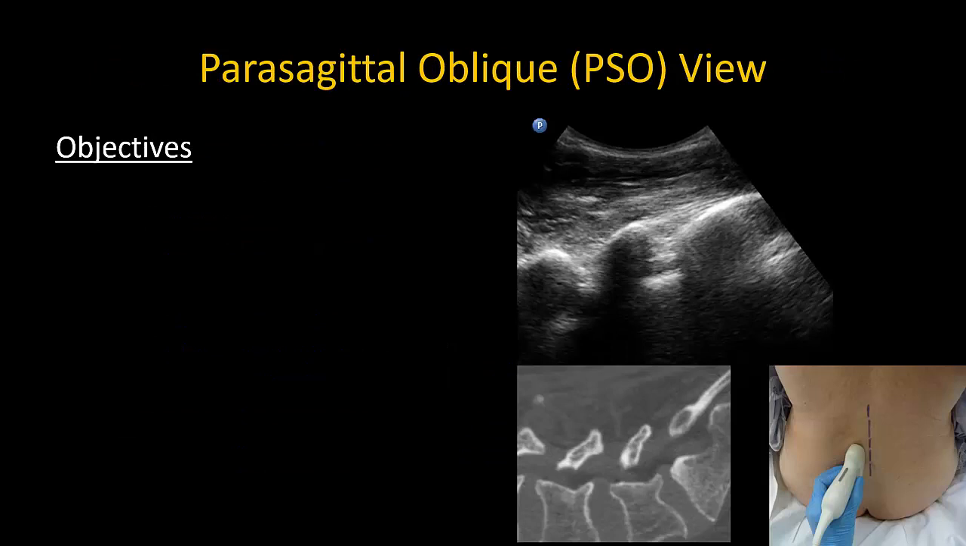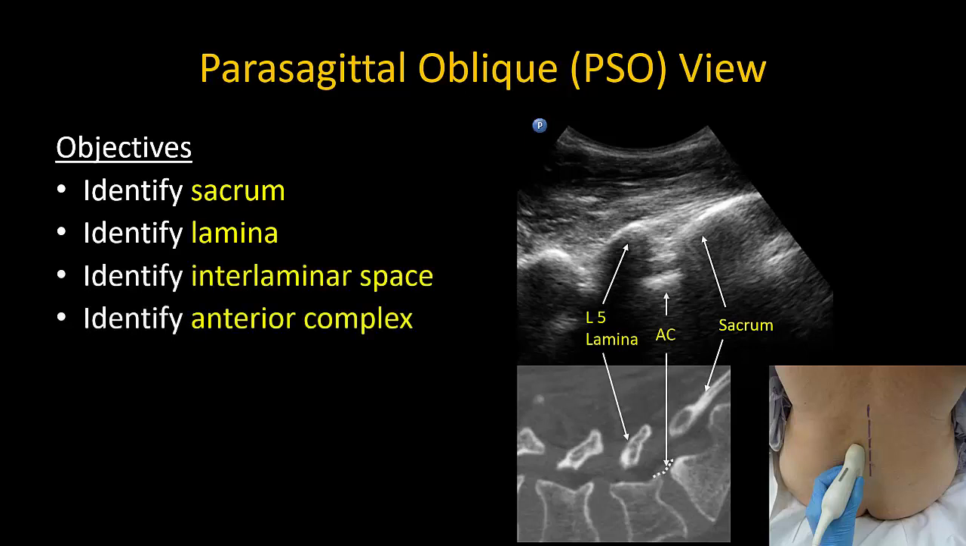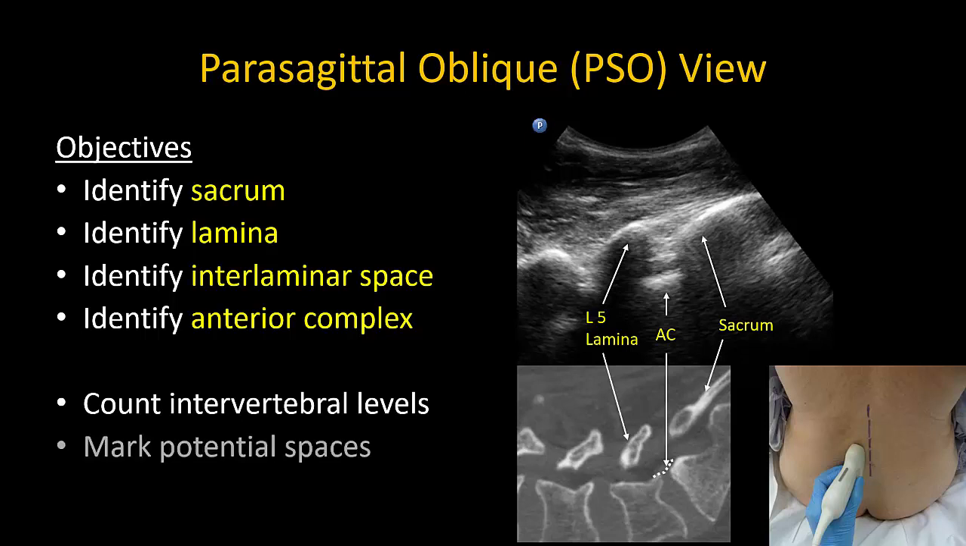Always start with the probe in a longitudinal orientation to obtain the parasagittal oblique view. The objective is to identify the sacrum, the laminae, the interlaminar space, and ultimately the anterior complex of the vertebral canal. The parasagittal oblique view allows me to have a good idea of which intervertebral level I might be targeting and to mark the approximate location of potential interlaminar spaces in case the transverse view is difficult.